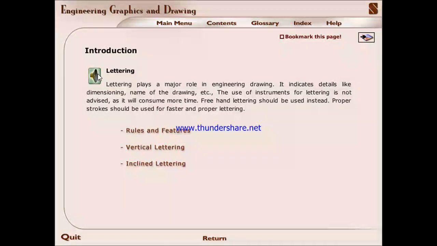Lettering. Lettering plays a major role in engineering drawing. It indicates details like dimensioning, name of the drawing, etc. The use of instruments for lettering is not advised, as it will consume more time. Freehand lettering should be used instead. Proper strokes should be used for faster and proper lettering.